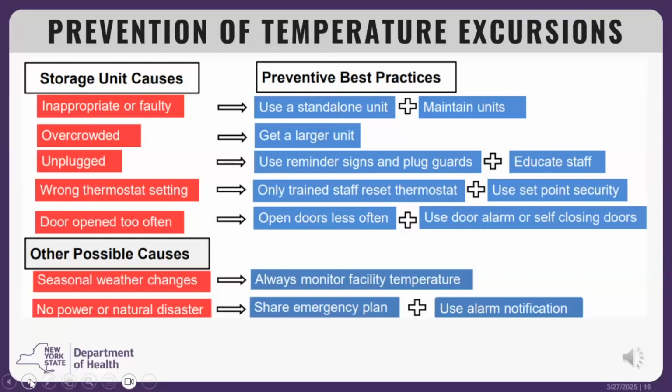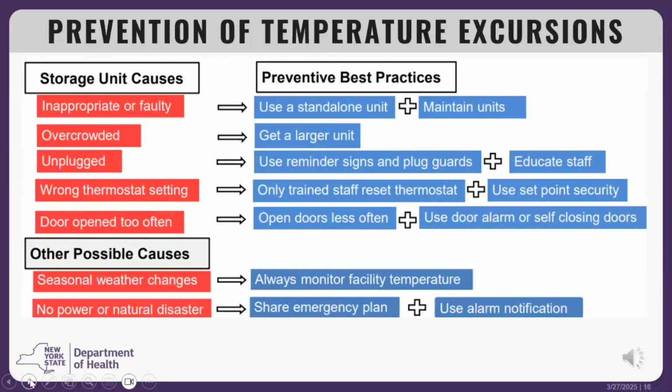And finally, although there's nothing that can be done to prevent power outages or natural disasters, in order to prevent a loss of vaccine during a power outage, having an emergency plan with written procedures that is accessible to all staff is key. Some continuous temperature monitoring devices come equipped with alarms that will contact staff after hours in the event that an outage or excursion is identified.